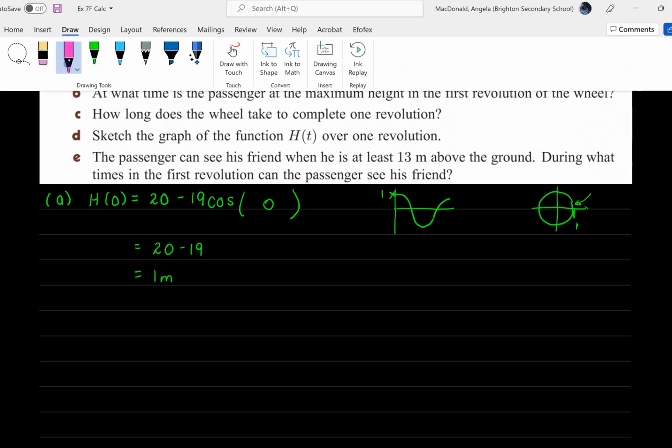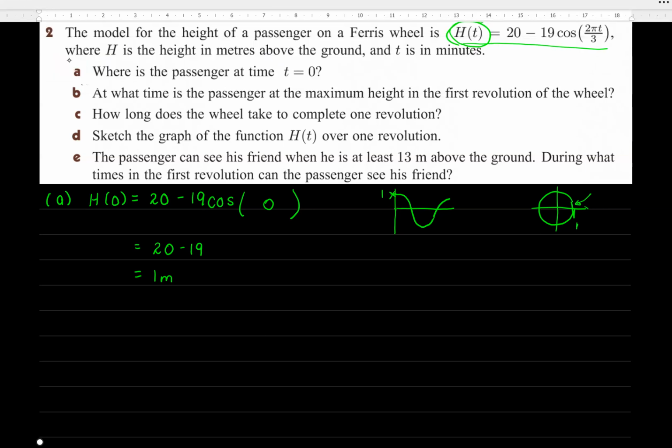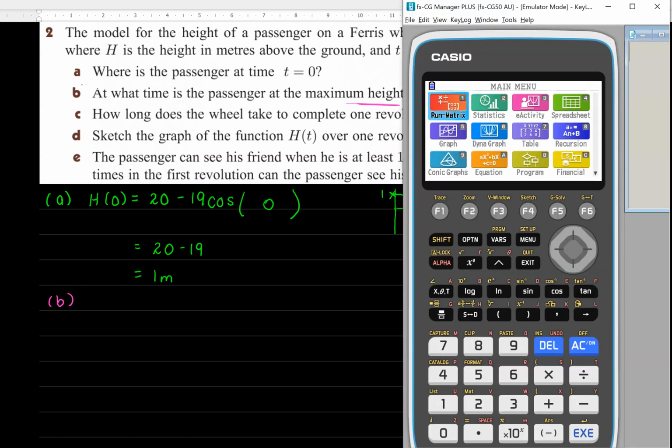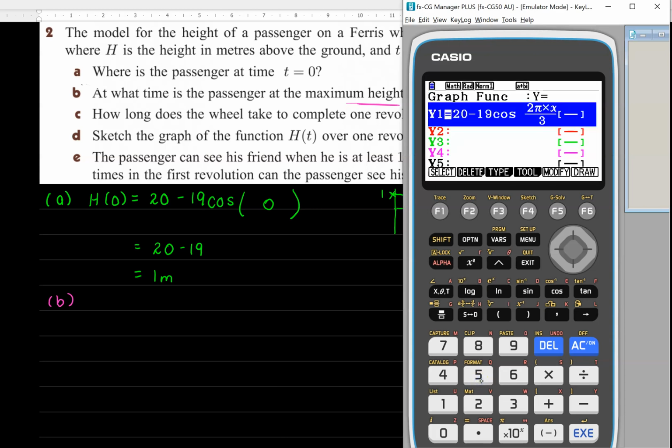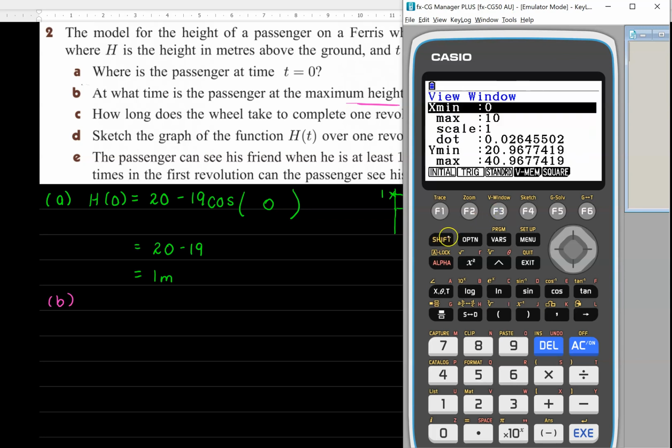Okay, what about B? Change of colour is required. At what time is the passenger at the maximum height? Okay, so I think now it calls for our calculator. So we can grab that and type in our equation, which I've already done. We want to set our scale, so we're going to go Shift, View Window. Now, if I just went to Standard, we've got some issues here because we know that time can't be negative, so we're going to set that to 0.